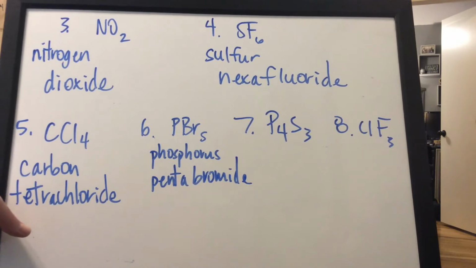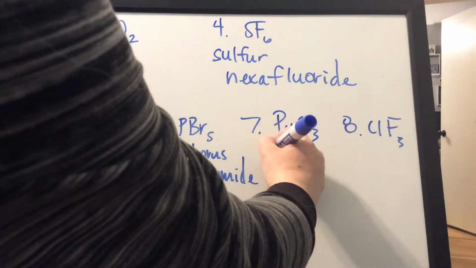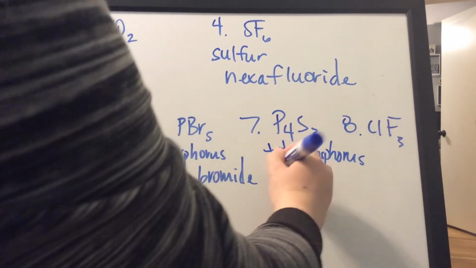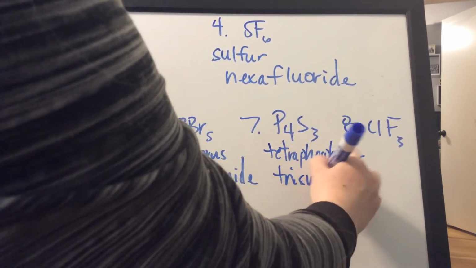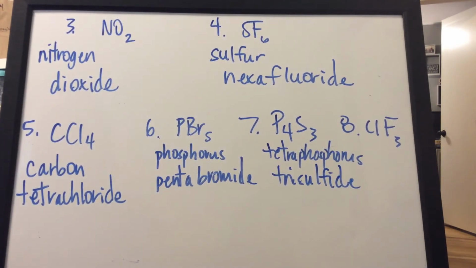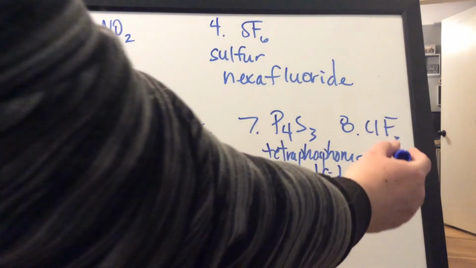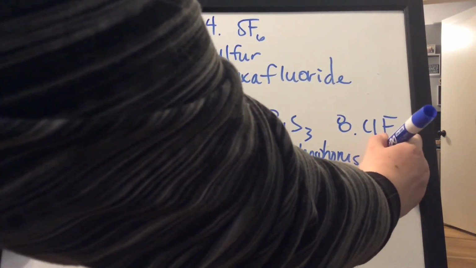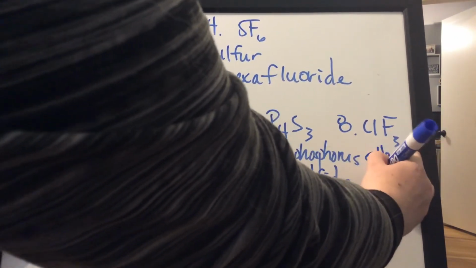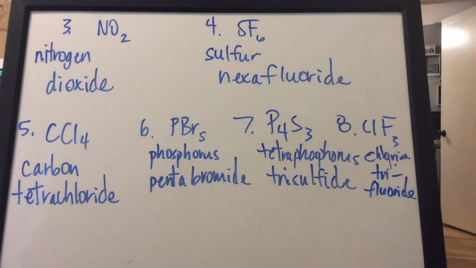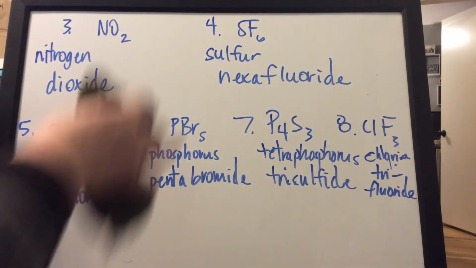Number 7, there are 4 of the first element, so I need a prefix. So this is tetraphosphorus trisulfide. That one sounds made up, doesn't it? Tetraphosphorus trisulfide. And then my last one that I have totally run out of room to write, but I'll try to squeeze it in, is chlorine trifluoride. Okay, chlorine trifluoride. So there you go. That's naming covalent. Pretty easy.